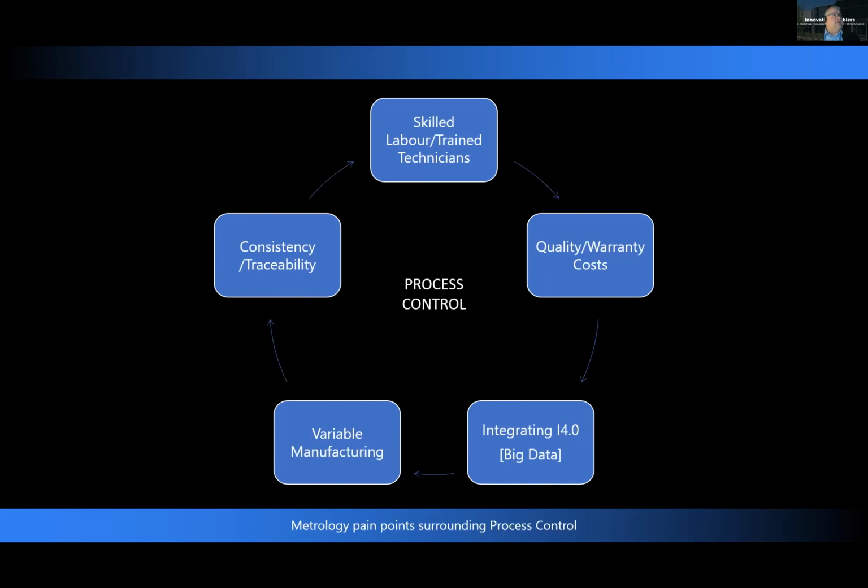Variable manufacturing, you know, contracts aren't 7 years anymore. They might be 7 months. So being able to change on the fly, and what does that mean for your metrology system? And then obviously people are always searching for consistency and traceability, documenting their controls, documenting their measurement plans, and metrology is a big component of that.